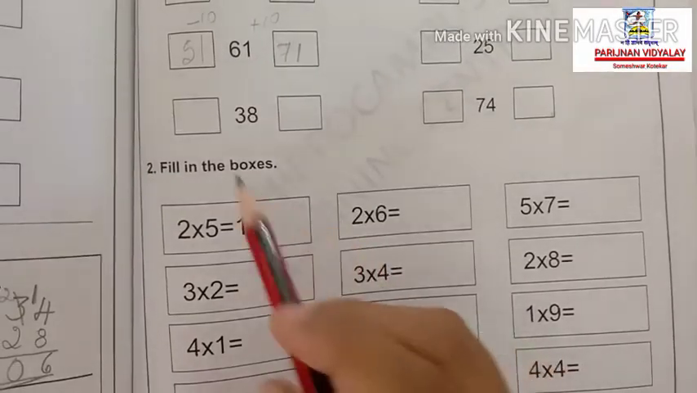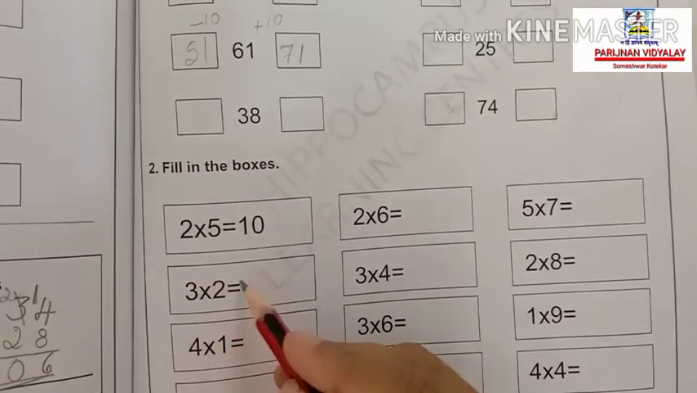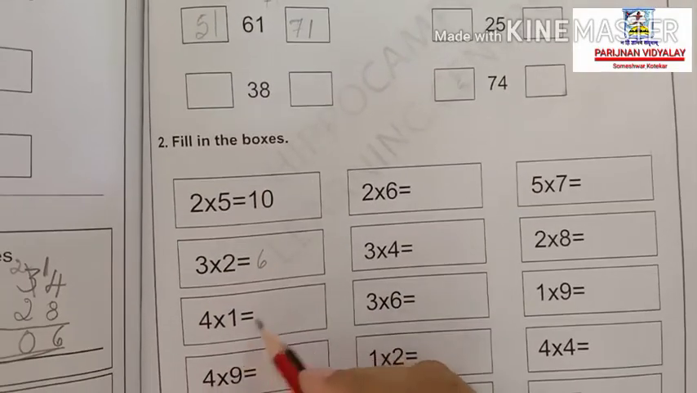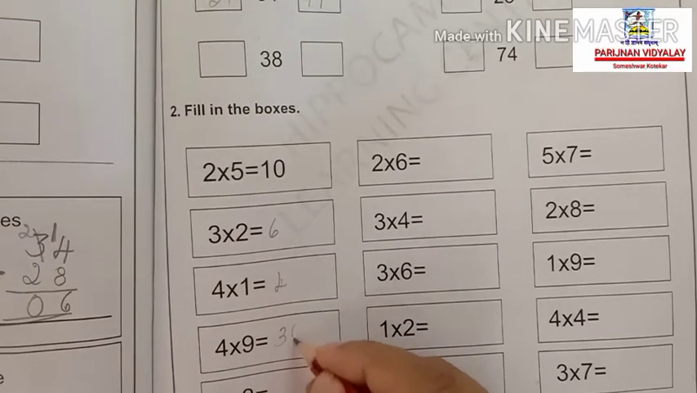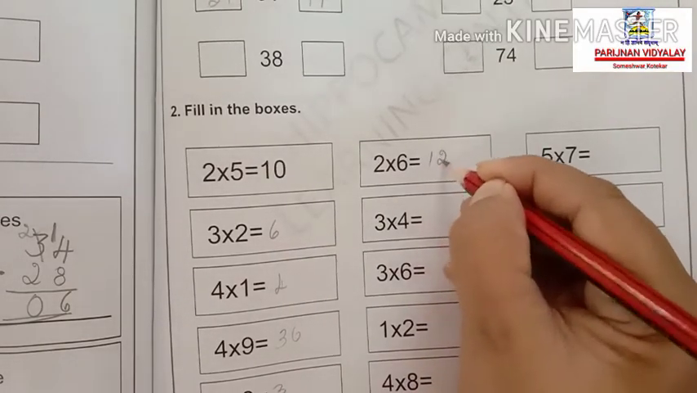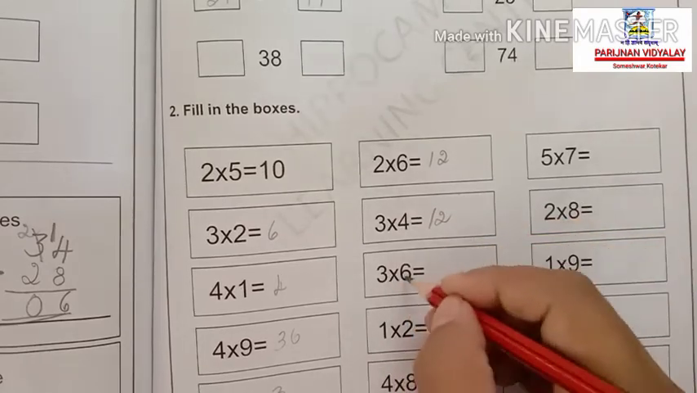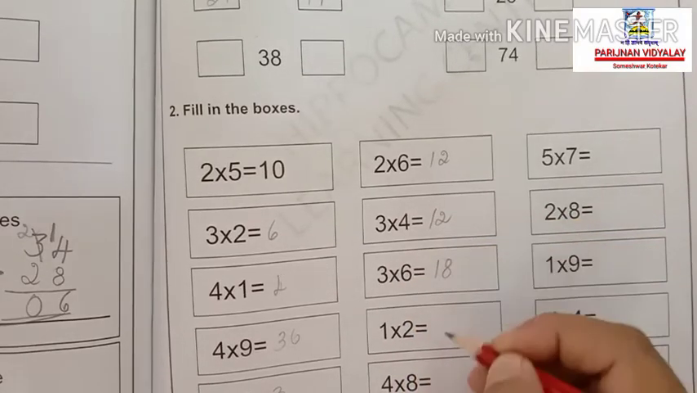Look at this. Fill in the boxes. 2 5s are 10. 3 2s are 6. 4 1s are 4. 4 9s are 36. 1 3s are 3. 2 6s are 12. 3 4s are 12. 3 6s are 18. 1 2s are 2. 4 8s are 32.